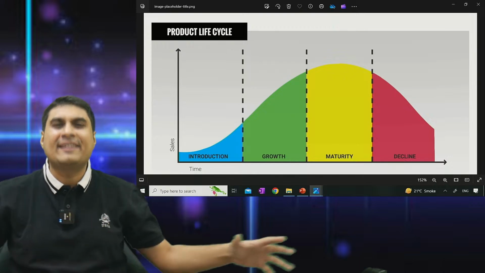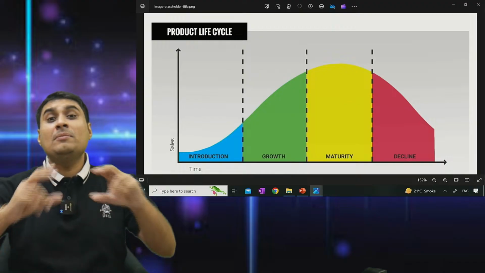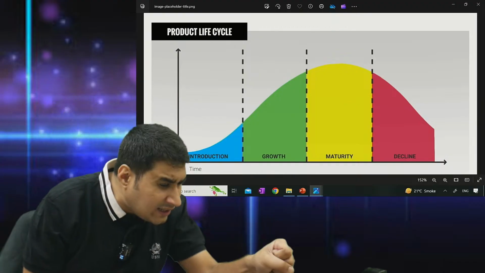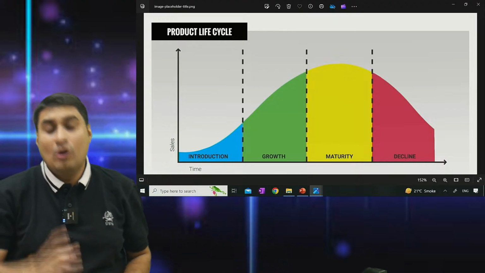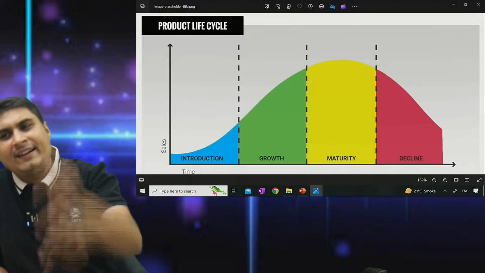Okay, so why do I need to learn PLC? Tell me. It will tell me what my next stage is. PLC helps to diagnose at what stage I am and what my next stage will be. Okay, very simple. Tell me, if I am at growth, what will happen? Maturity. If I am at maturity, decline.